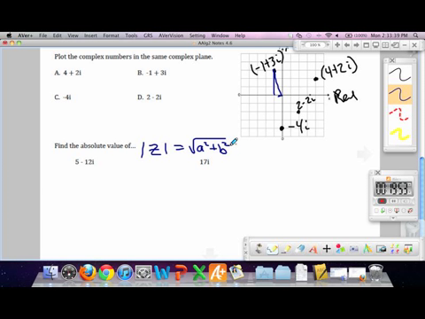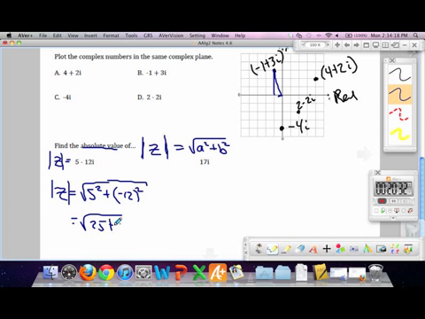If I find the absolute value of z, where z is equal to this complex number, the absolute value should be equal to the square root of 5 squared plus negative 12 squared, or 25 plus 144. If you have 25 plus 144, the square root of 169 is just 13. The absolute value of this complex number is 13. It's a distance of 13 units away from the origin.